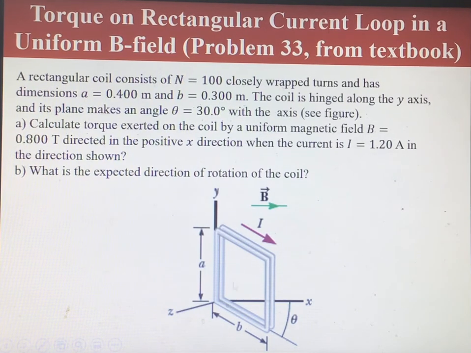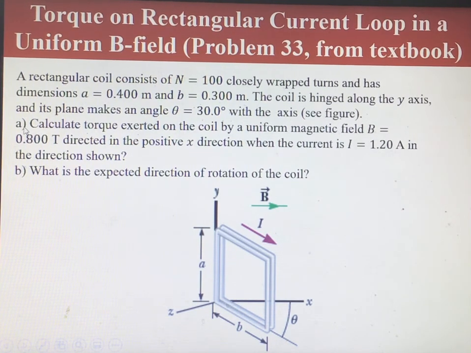It says that the coil is hinged along the y-axis and its plane makes an angle of 30 degrees. So this is the coil here. The coil is actually sitting in the XZ plane. This is the XZ plane. It makes an angle of 30 degrees with respect to that y-axis right there.